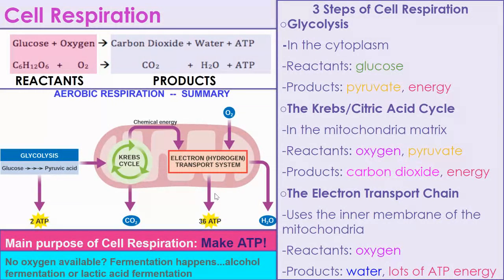Now, you might notice here, some chemical energy went into the electron transport chain and some oxygen went into the electron transport chain. And from that, you could make a little water, but you made a lot of ATP.